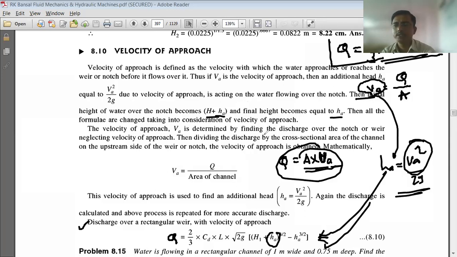So here, what I was telling, first of all, we have to find out the discharge by using this formula without applying the velocity of approach. Using the normal formula, what do we do here? We find the discharge. After that, using that discharge, we find out the velocity of approach, right.